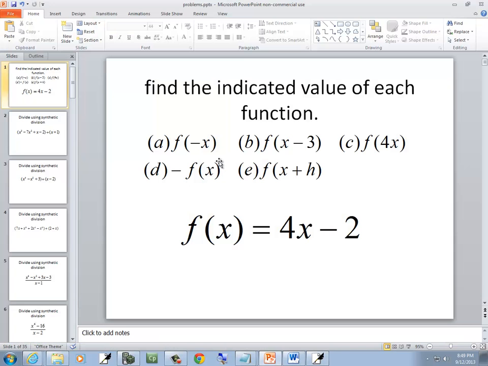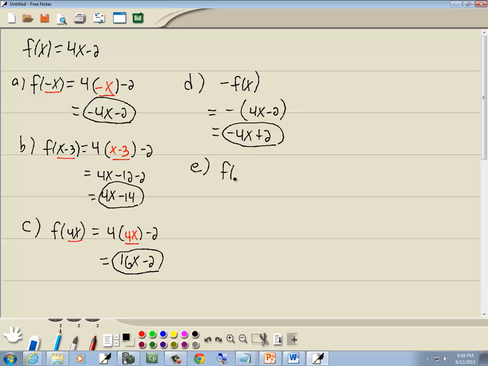And e, we want to find f of x plus h. Again, this is just evaluating a function, so we're going to go back to our original function, 4x minus 2, and we'll replace the x with a set of parentheses. So we've got 4 times parentheses minus 2. Now whatever is inside the parentheses right here is automatically what you'll put in right here. So we'll put in x plus h. Distributive property, 4 times x is 4x, 4 times h is 4h, and then I'll bring down the minus 2. And those are our answers.